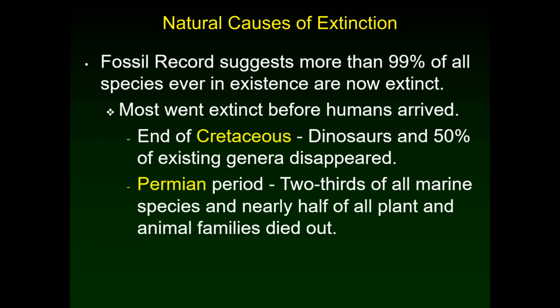Permian period, 2/3 of all marine species and nearly half of all plant and animal families died out.